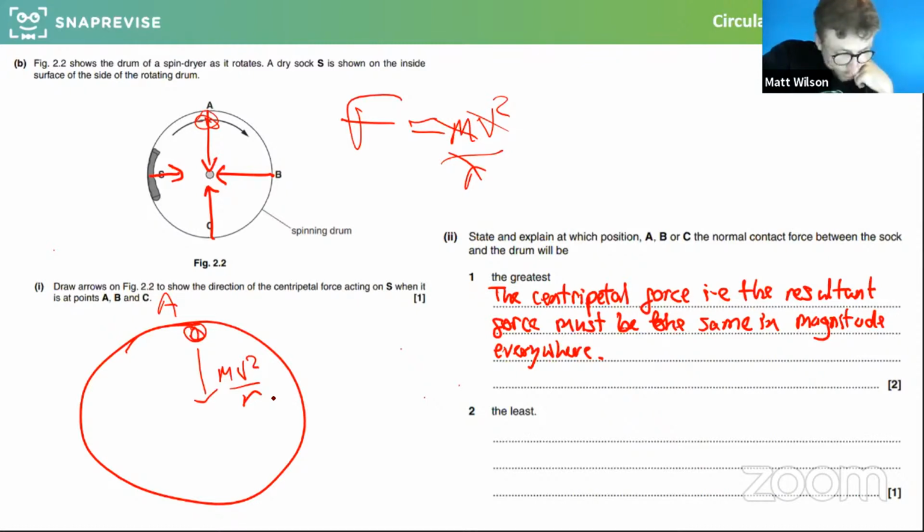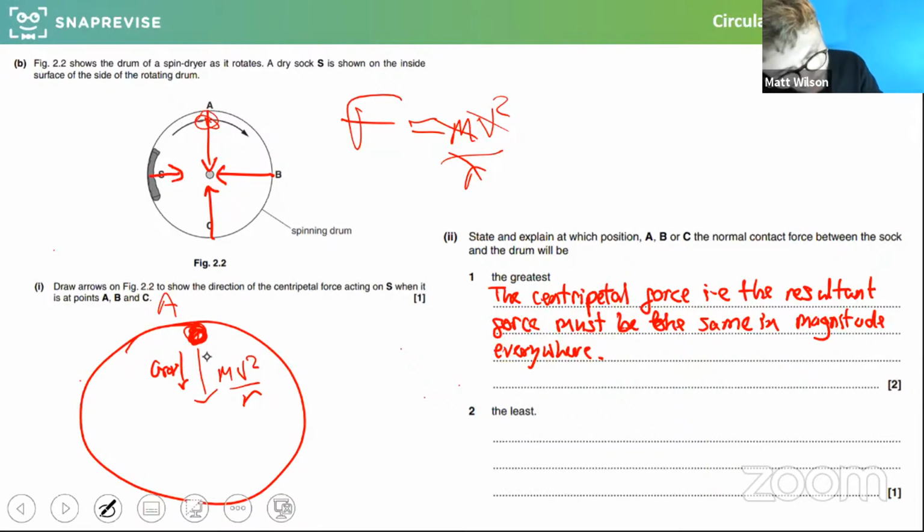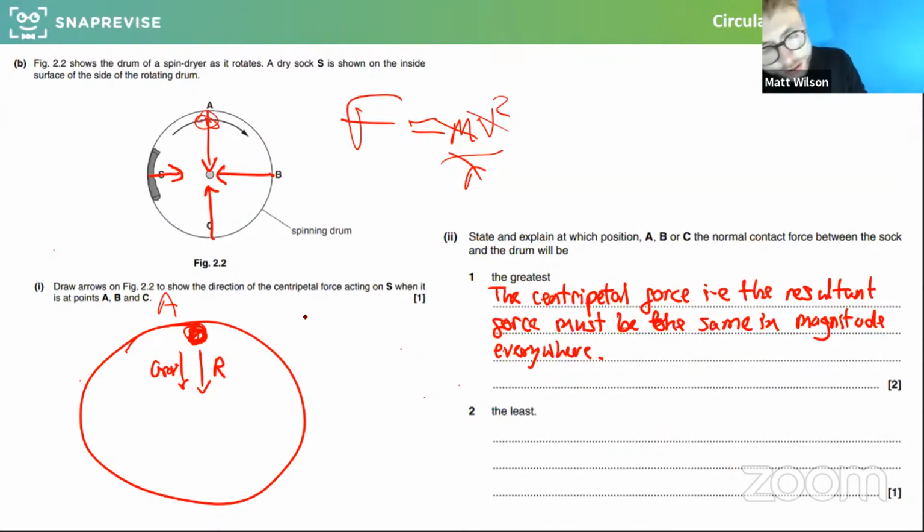Okay, so what can we say? Here we have this centripetal force. How can we make this? Well, there are two forces acting on the sock. What are they? There's gravity and there's the normal reaction force. Let's call it R. So at the top we have R plus gravity: the normal reaction force plus gravity work together to make the centripetal force.